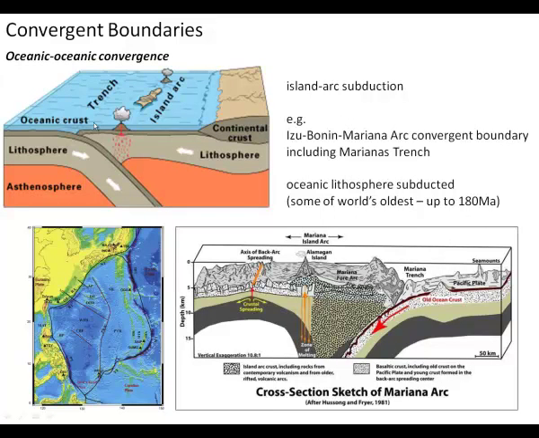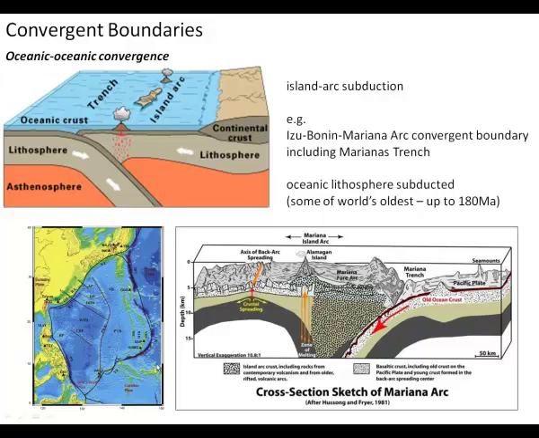You can also get a situation where you have the collision of two plates, each of which comprises oceanic lithosphere, and of course the classic example of that is here in the Western Pacific. It rejoices in the name of the Izu-Bonin-Mariana Arc convergent boundary. And the reason I put that in, of course, is you have the Marianas Trench as one of the key elements of that, the deepest depression on the surface of the Earth.